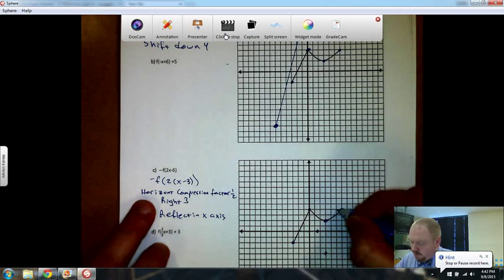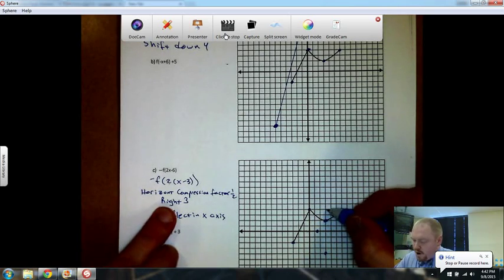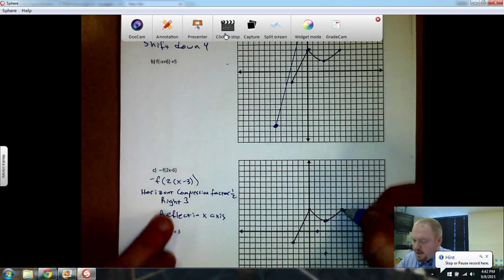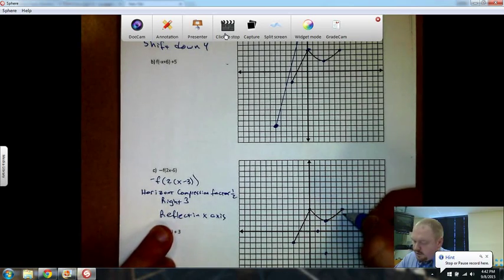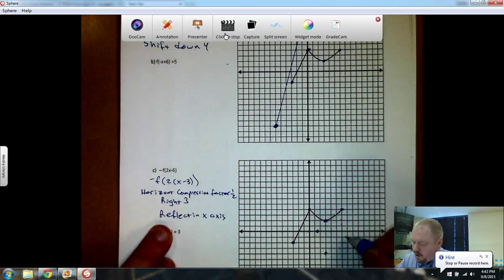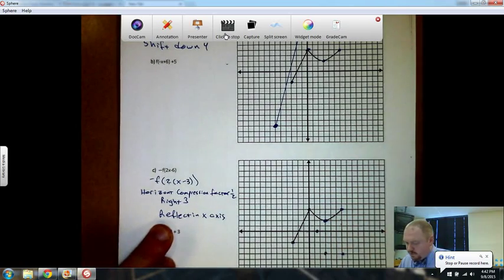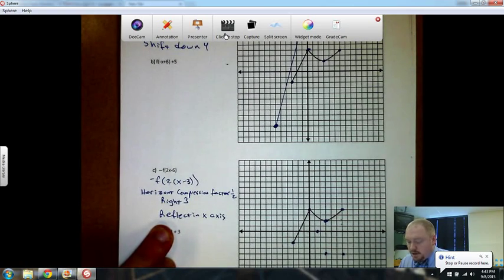So 1, 2, 3. Move right 3. 1, 2, 3, and reflect in the x-axis. 1, 2, 3, 4. And it looks like something is not right.